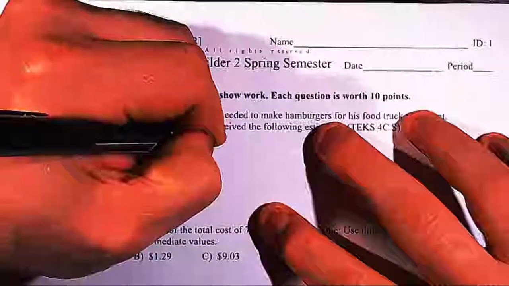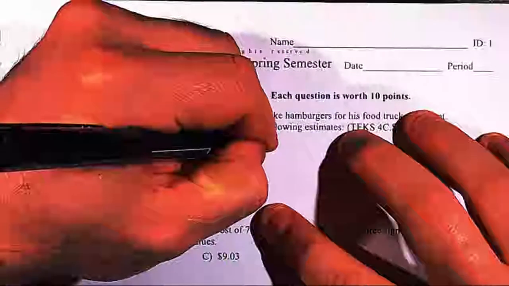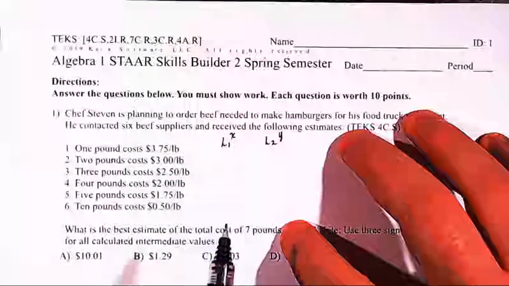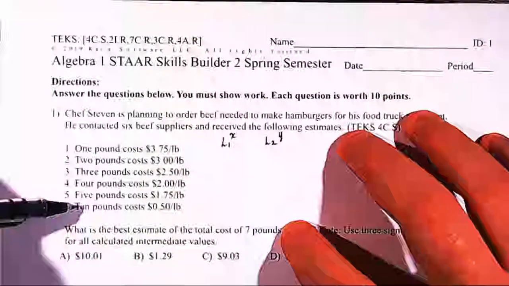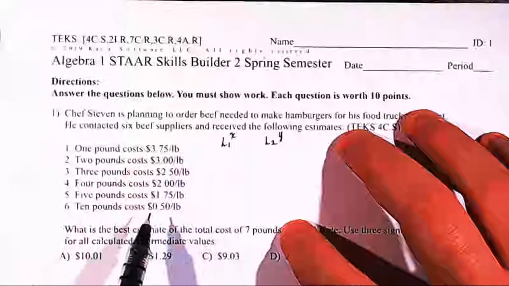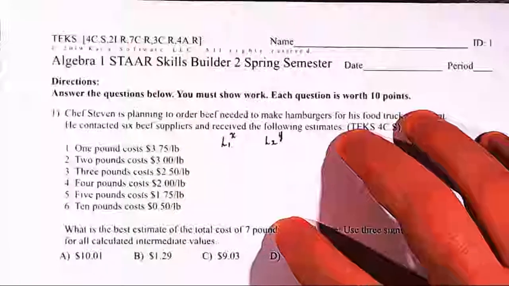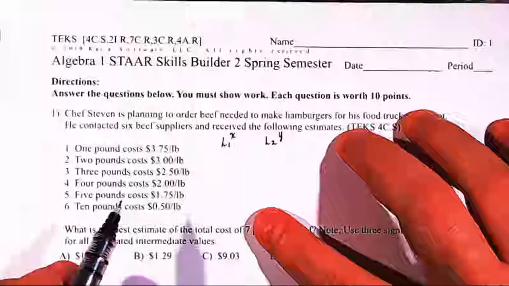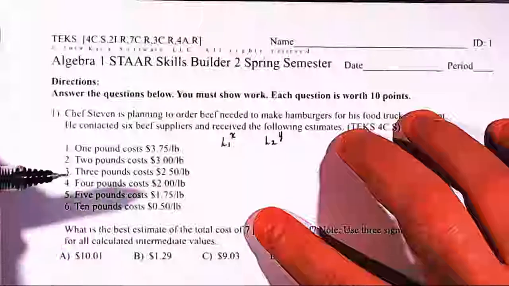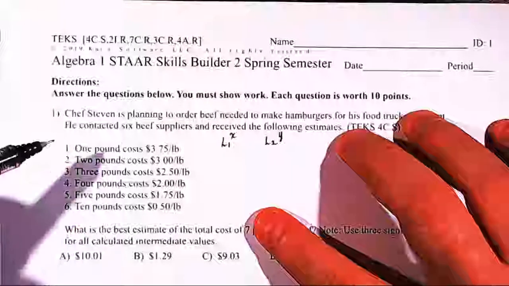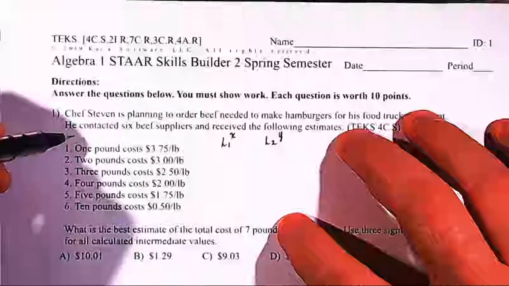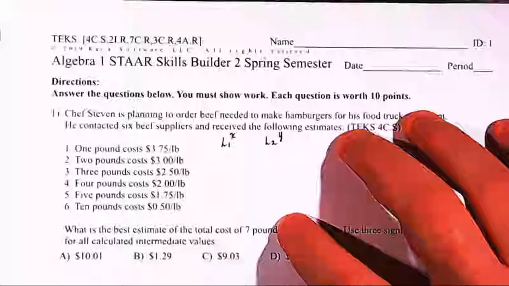So we need to make an L1 and an L2 table, where L1 is X and L2 is Y. In this case, L1 is going to represent these numbers right here written out in English, and L2 is the cost per pound. So we could say that the cost per pound is a function of the number of pounds. And as you see, as the number of pounds increases, the cost per pound decreases. So there's an inverse relationship between the number of pounds and the cost per pound.